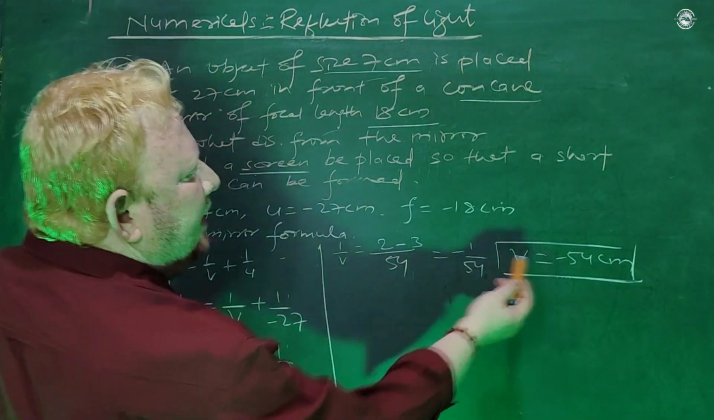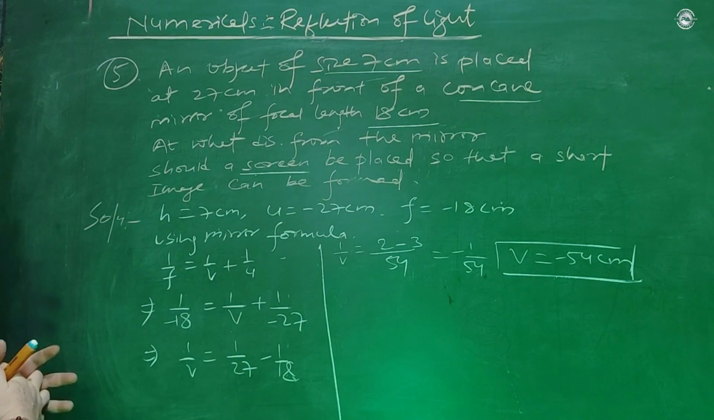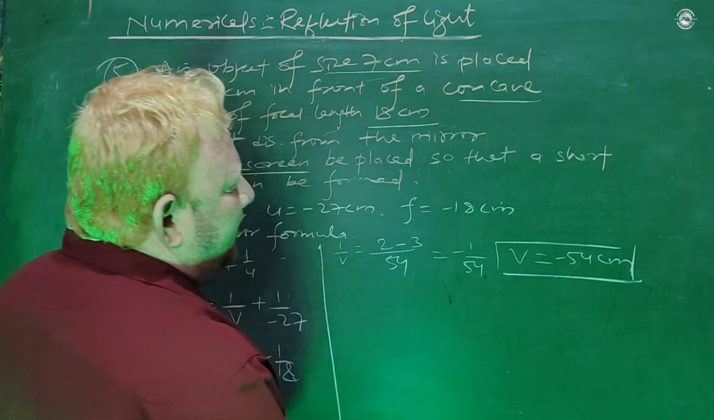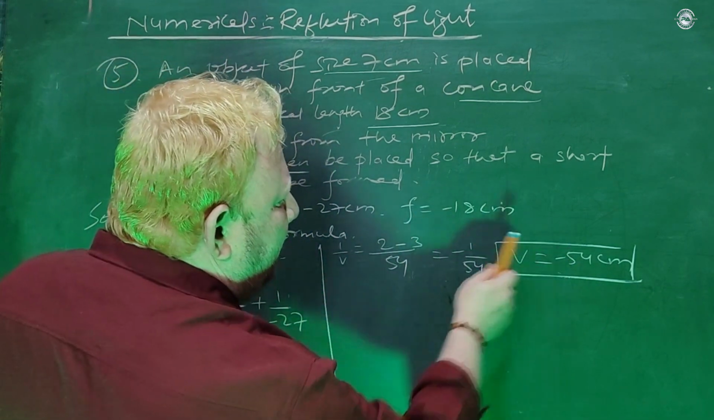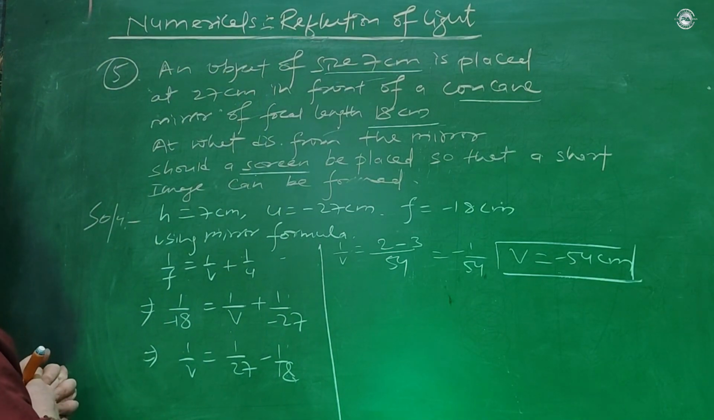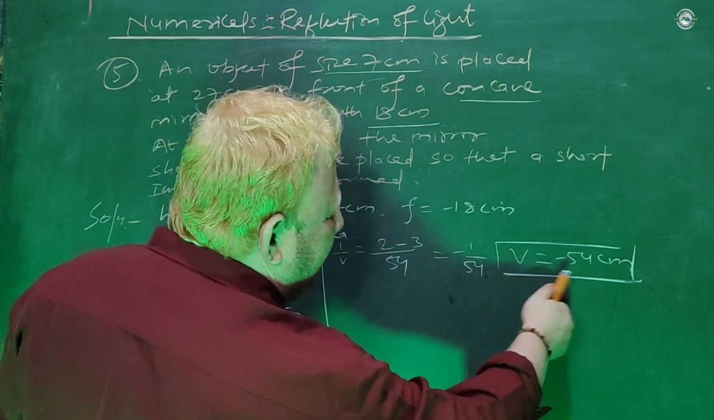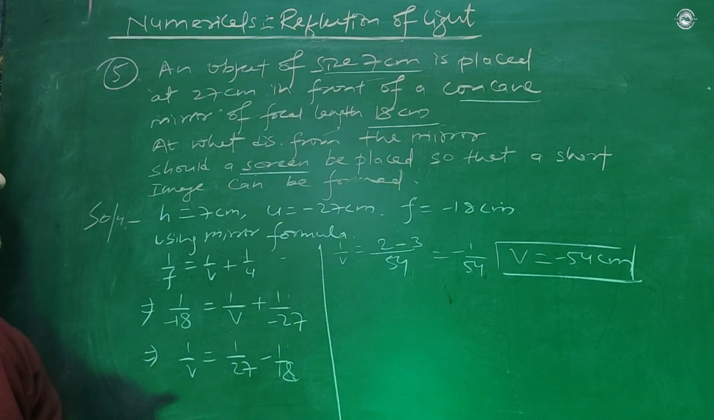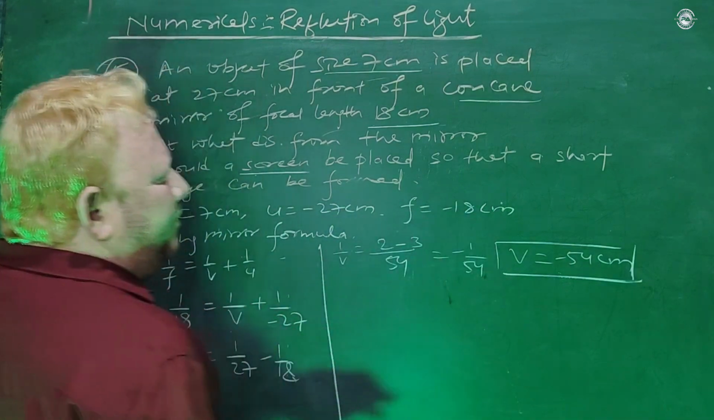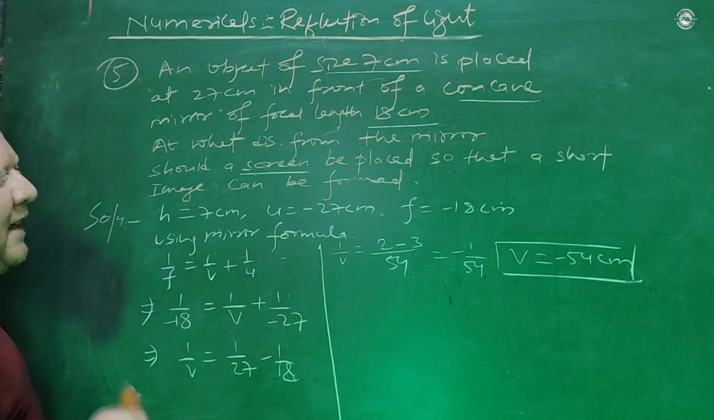See, this minus sign indicates that the image is being formed on the left side at 54 centimeter, and the focal length is 18 centimeter. Of course it is real and inverted. So we have measured that the screen is to be placed at 54 centimeter, right? Can we just go for the magnification for more clarity?